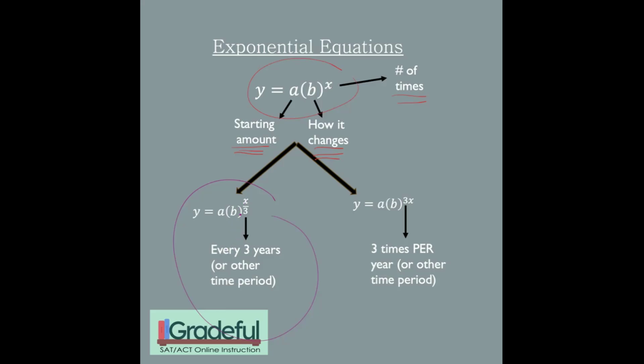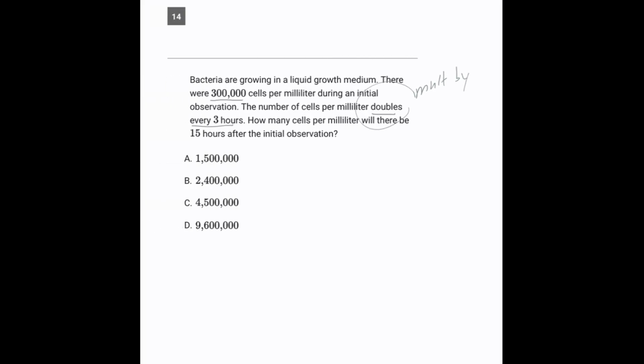Here, we would have the change happening. And so x over 3 means it's happening every 3 whatevers. On the other hand, if you see something like a 3x there, that means it's happening 3 times every whatever. So of course, we're just using the number 3 here as an example of any number that can be in that area.